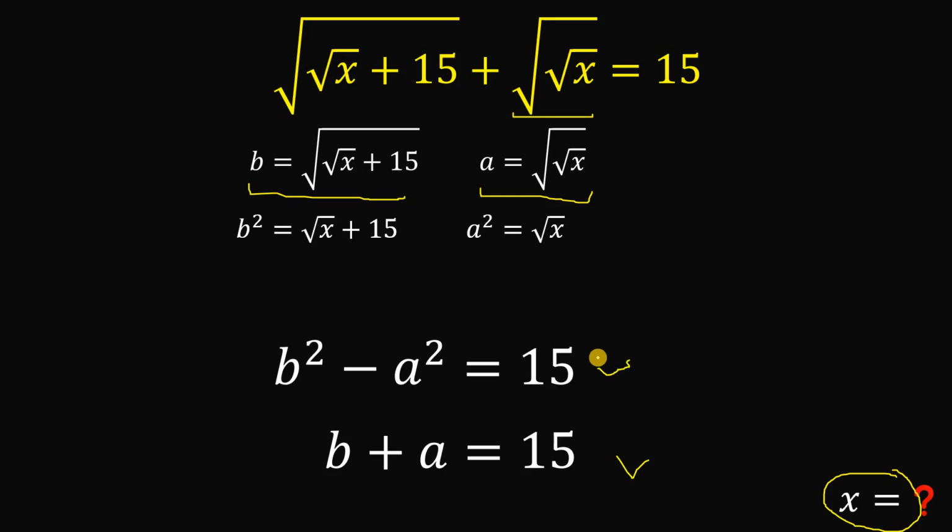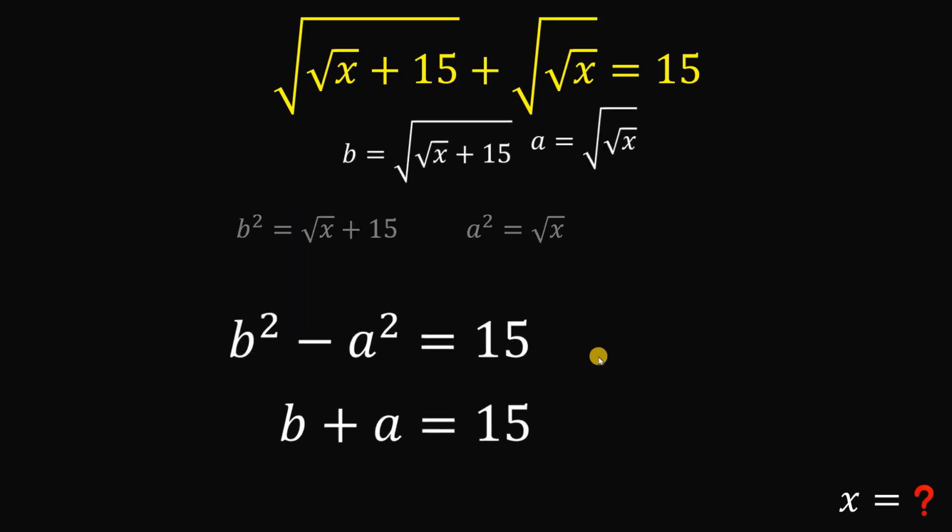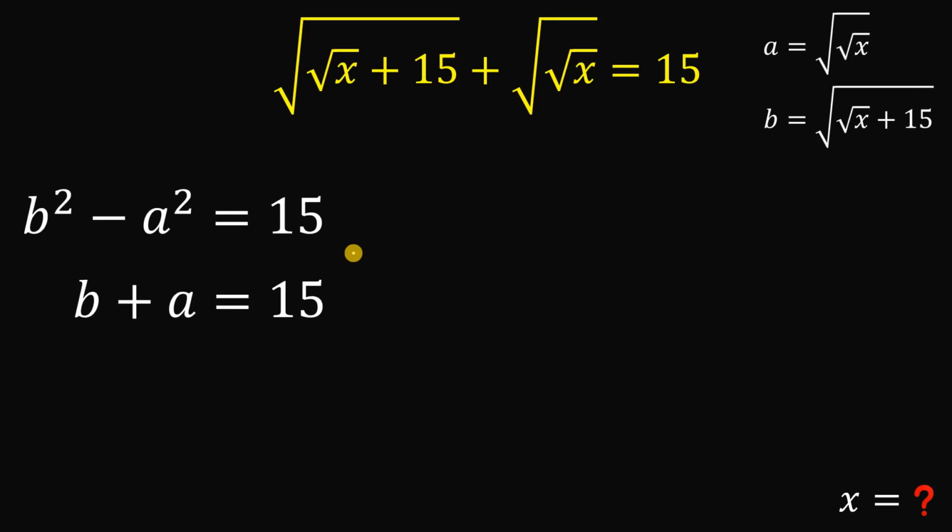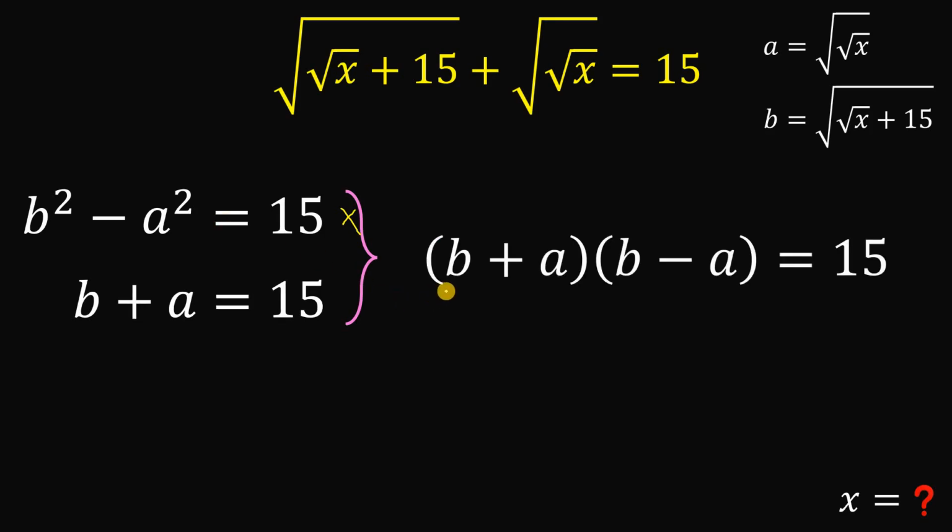Now, let's focus on these two results. What we're going to do is to use these to find the values of a and b, and after we find the values of a and b, we get the value of x. This is what we want to find. Now, using the first equation, we factor this out, because for b squared minus a squared we can use the difference of two squares. So we have b plus a multiplied by b minus a equals 15.